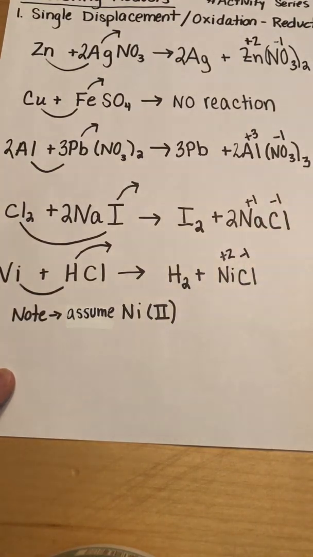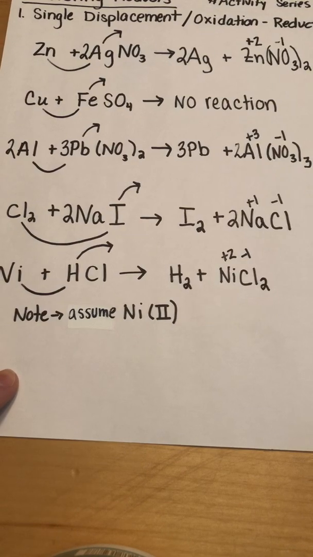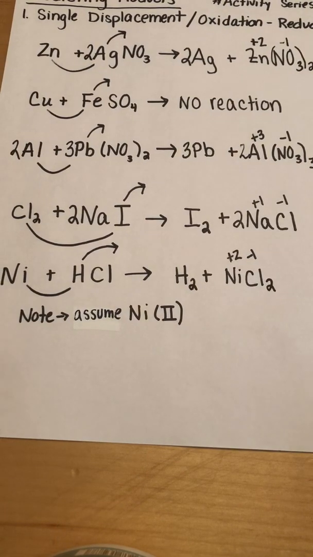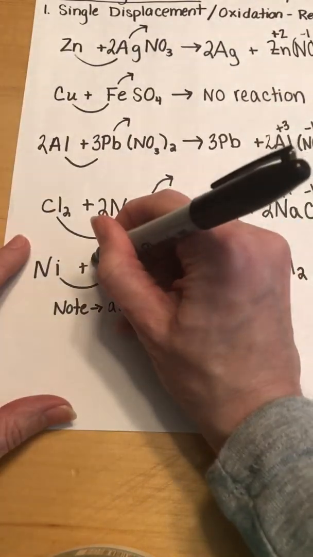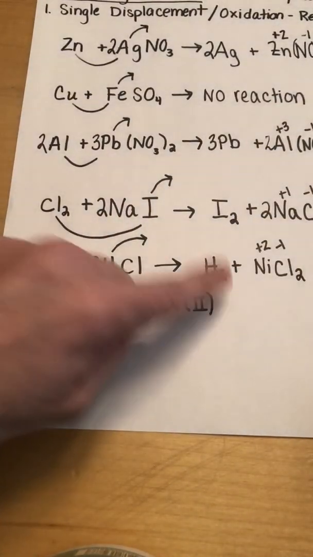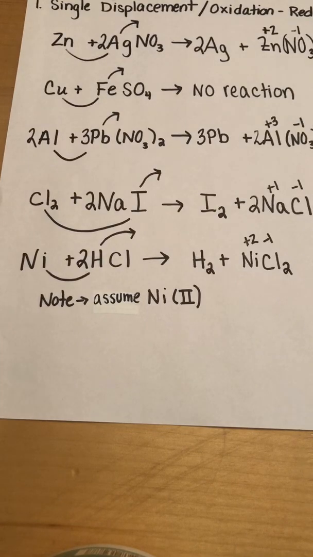Chlorine's is a -1, so I need this to be a subscript of 2 in order for that compound to balance out. As a big picture, I have 2 chlorines, so I need a coefficient of 2, 2 hydrogens, and now all of my atoms are balanced.